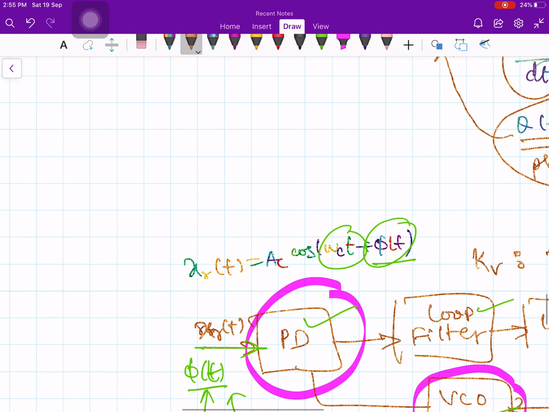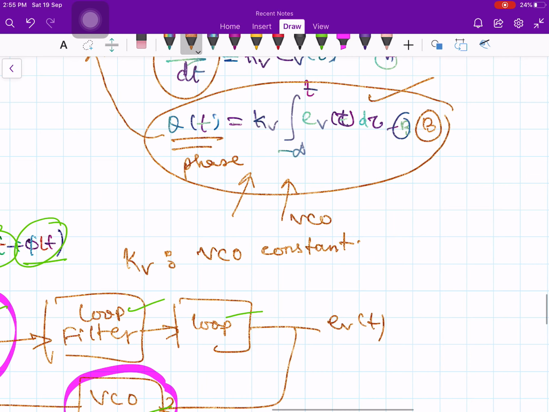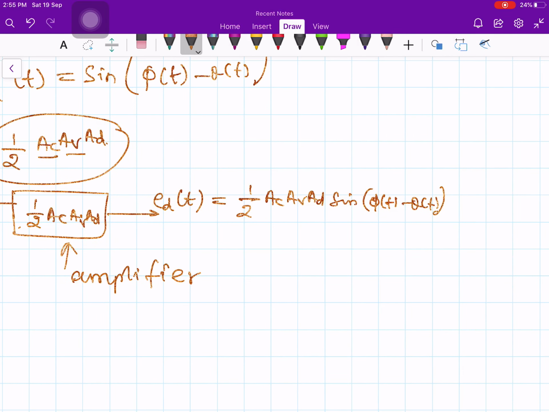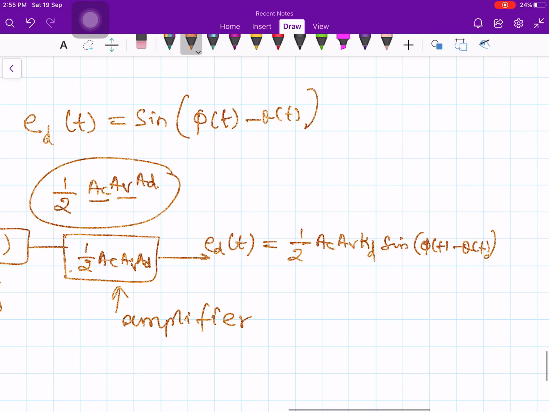Again I made a small mistake, it is not AD, it is KD. This is K suffix D, and this one is not AD, it is K suffix D.